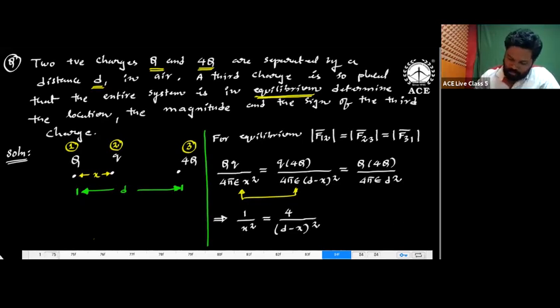I'm going to turn the page. What I'm going to get from the cross product? (d minus x) square is equal to 4 into x square. So here it is d square plus x square minus 2dx is equal to 4x square. So you want x. So here it is 3x square plus 2dx minus d square is equal to 0.